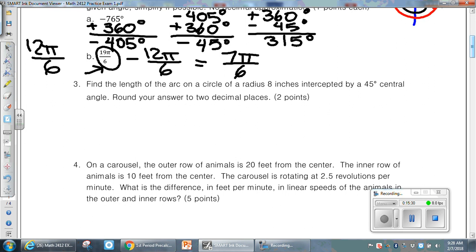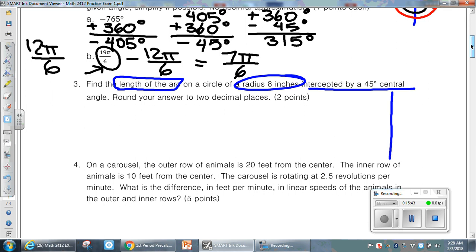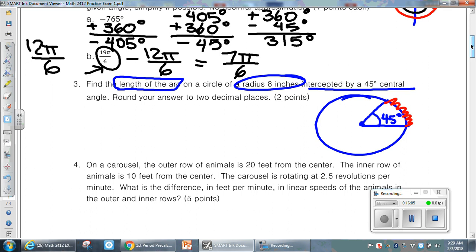So for the arc length, find the length of the arc of a circle with a radius of 8 inches, intersected by a 45-degree center angle. So let's see what that will look like. We're talking about a circle, and a 45 degree center angle means that the vertex is at the center of the circle. And so we want to find the length of this little piece right here of the arc.